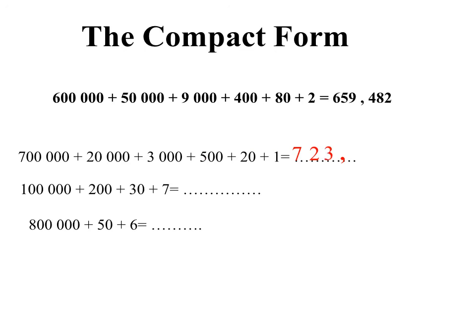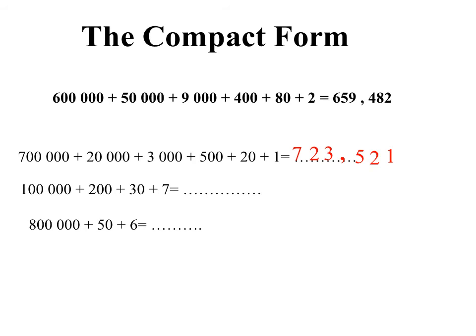Then go to the next family. First we have 500, so we'll put 5 in the hundreds place. There is 20, so we'll put 2 in the tens place and 1 in the units place. Now we have a compact form.